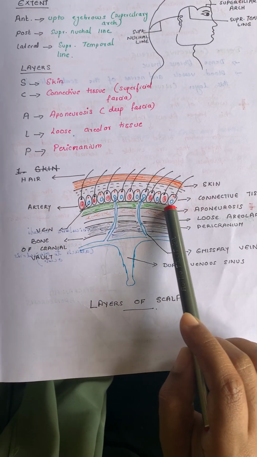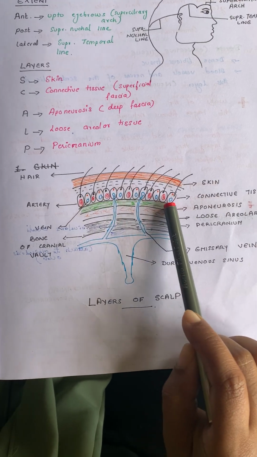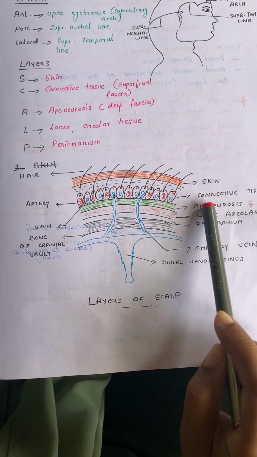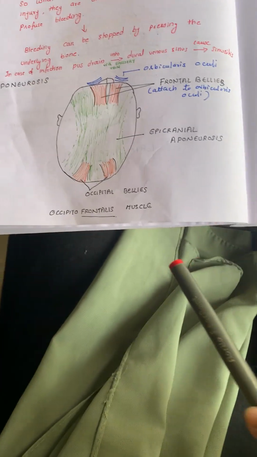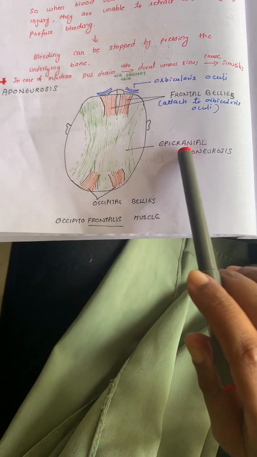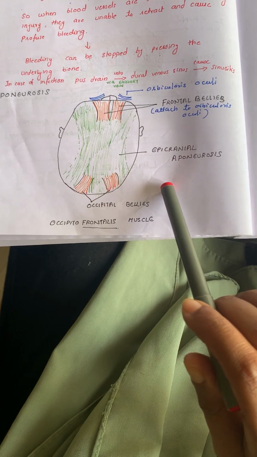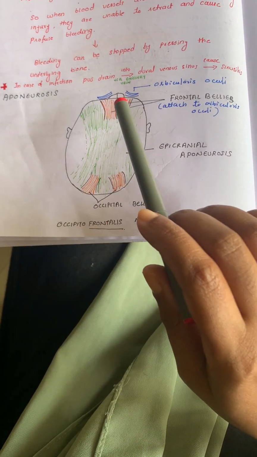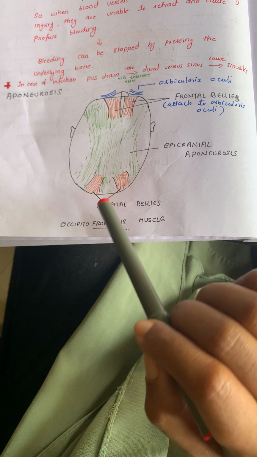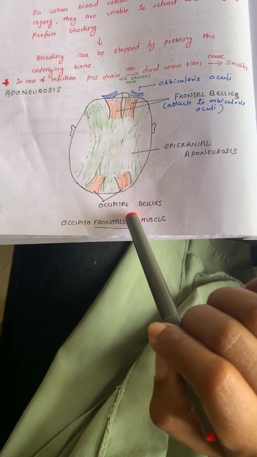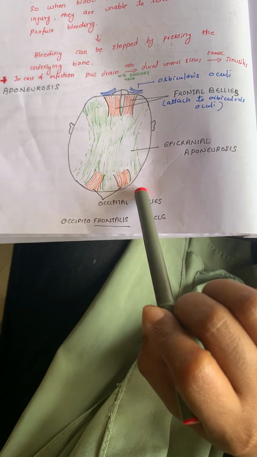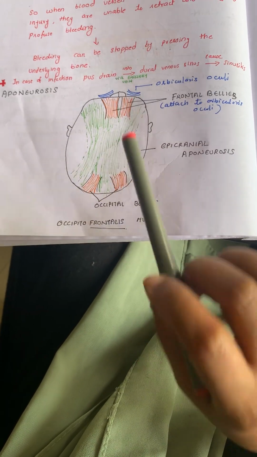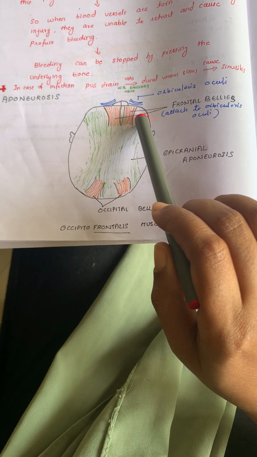The next layer, which is marked in green, is the aponeurotic layer. Now this picture shows the aponeurosis layer. It is formed by the occipitofrontalis muscle, and the occipitofrontalis muscle has four bellies, that is the two occipital bellies and the two frontal bellies.